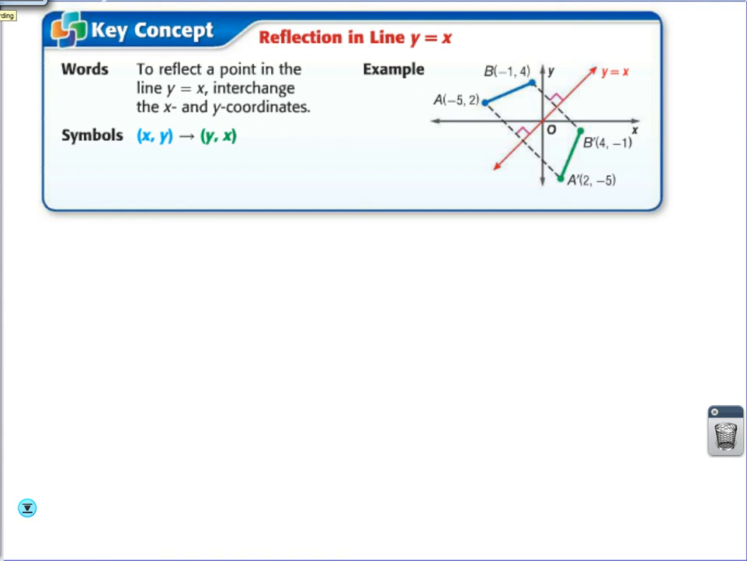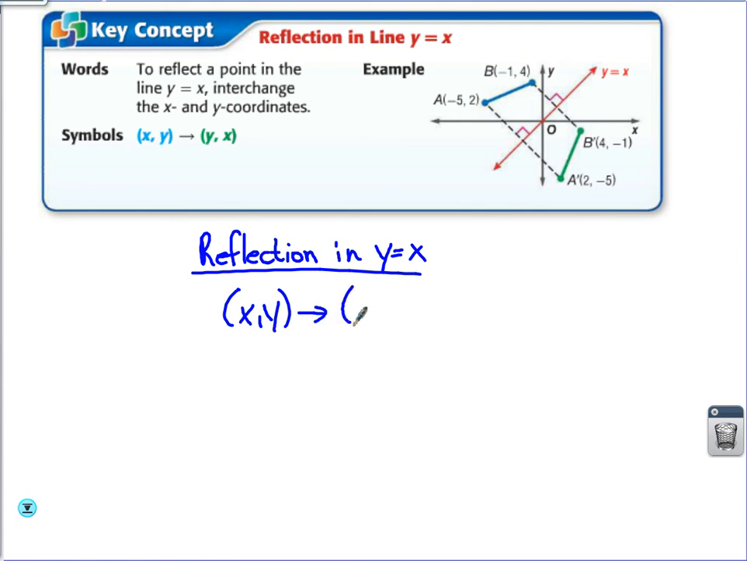To reflect something across the line y equals x. When we get to Algebra 2 and pre-calculus, the reason this whole line y equals x is pretty important to us is when we're dealing with inverses. We'll talk about that later, but inverses come into play when we're talking about this y equals x line. Here's your rule. Reflection in y equals x would be xy turns into yx. So we see here a couple of points. (-1, 4) turns into (4, -1).